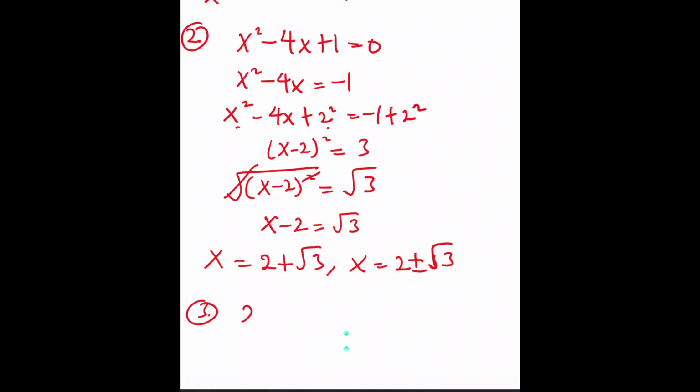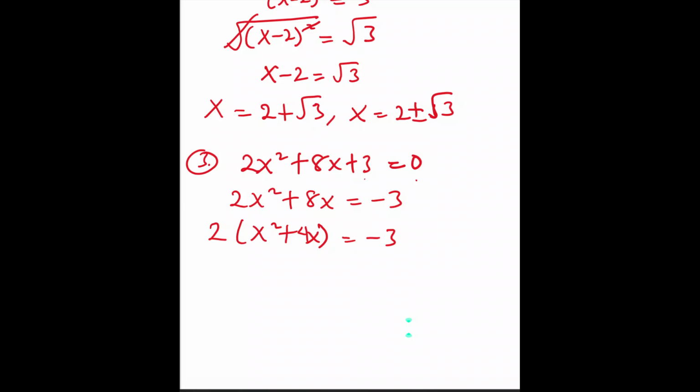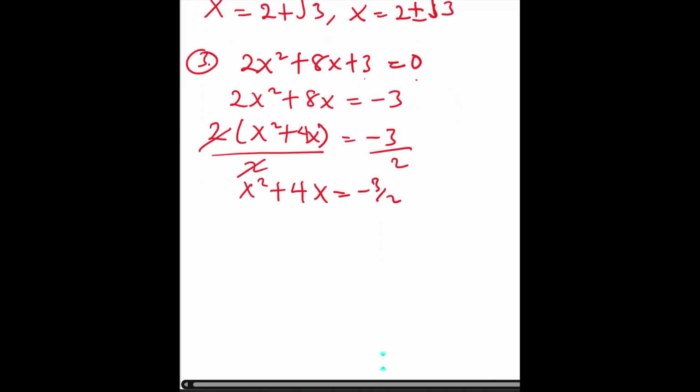So for number 3, we have 2x squared plus 8x plus 3 equals 0. Let's take this to the other side. So we have 2x squared plus 8x is equal to minus 3. If we divide through by 2, we have x squared plus 4x equals minus 3 over 2. So we divide it by 2, and this will cancel out. So we have x squared plus 4x is equal to minus 3 over 2.